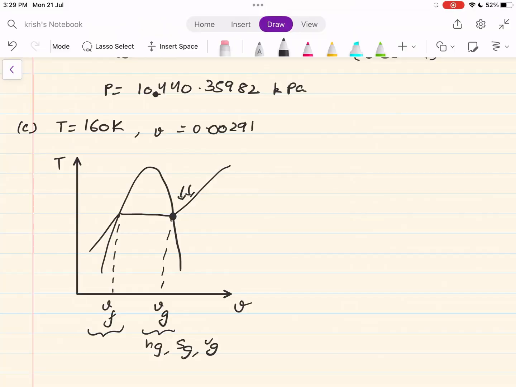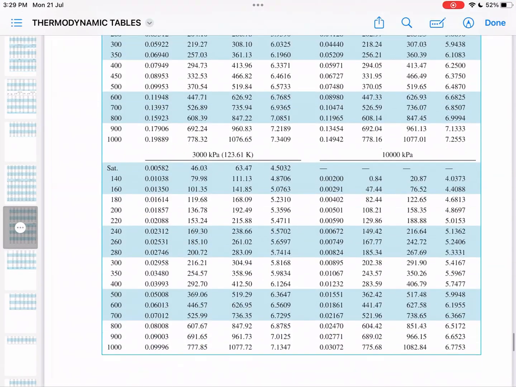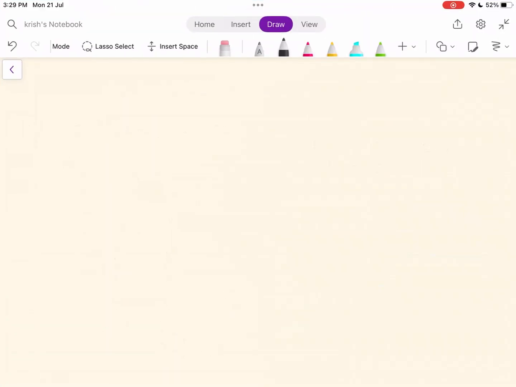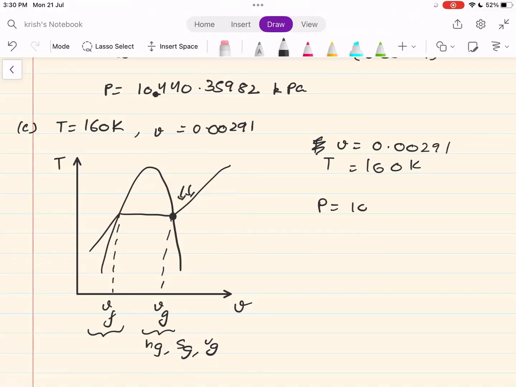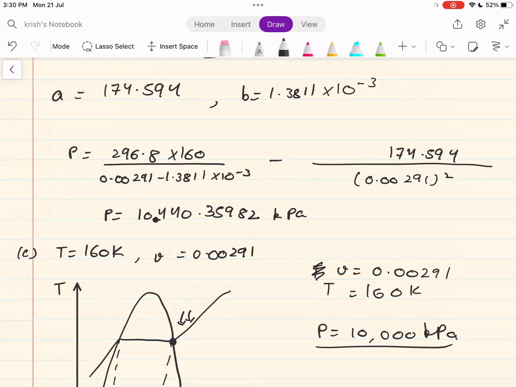So from the superheated table, we will try to find the pressure at which the specific volume is the one given and the temperature is 160 Kelvin. And if we see that, we are able to see at the 10,000 kilopascal mark and 160 Kelvin row, our specific volume is just as given, which means nitrogen must be at this state only. So from the superheated table, we are able to get pressure of 10,000 kilopascal. And in fact, this is very close to the one that we got using the van der Waals equation. So this just goes on to show van der Waals equation is quite accurate.